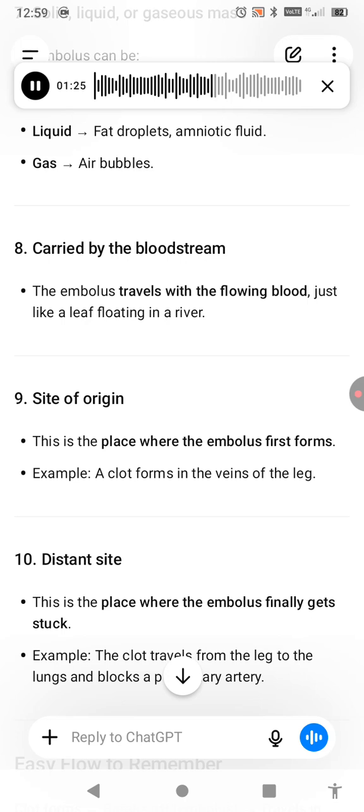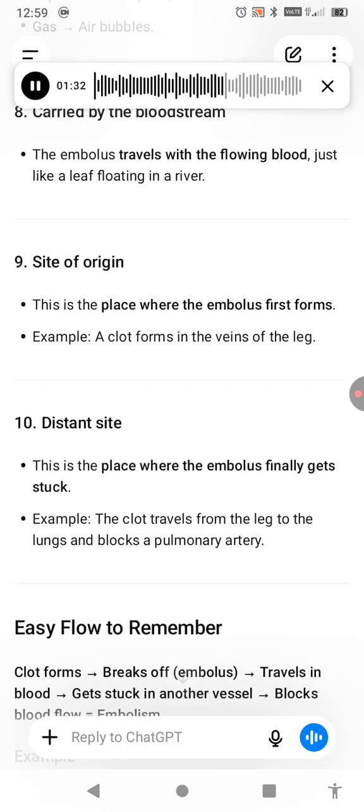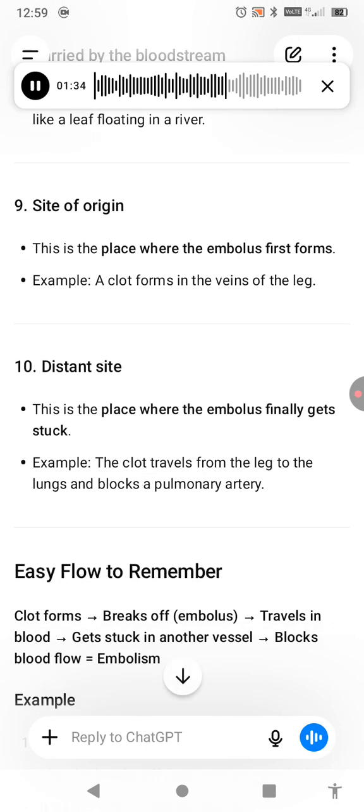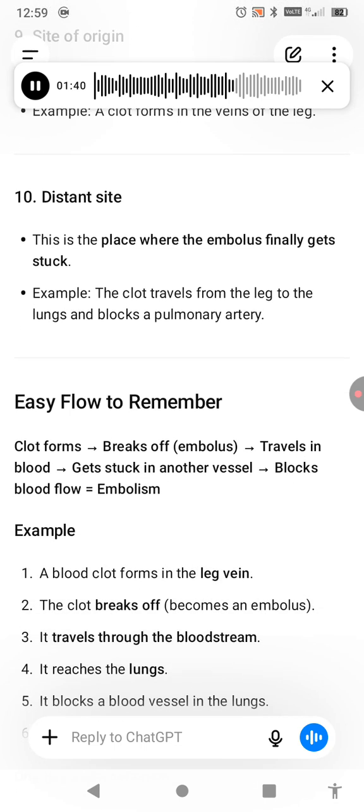8. Carried by the bloodstream. The embolus travels with the flowing blood, just like a leaf floating in a river. 9. Site of origin. This is the place where the embolus first forms. Example: a clot forms in the veins of the leg. 10. Distant site. This is the place where the embolus finally gets stuck. Example: the clot travels from the leg to the lungs and blocks a pulmonary artery.